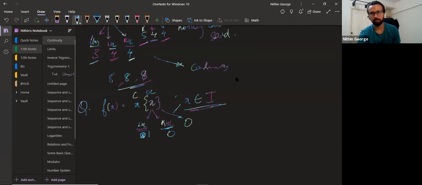Now x can take the integer value. Suppose it becomes the integer I itself. It's multiplied by 1 to get the LHL, it's multiplied by 0 to get the RHL, and it's multiplied by 0 to get the value of the function. And you can see that all are not equal. If they were equal, then they could have been continuous, but they are not equal. So for sure, you can say that they are discontinuous. Got that?